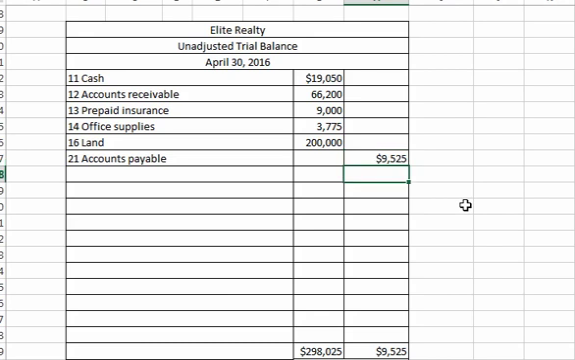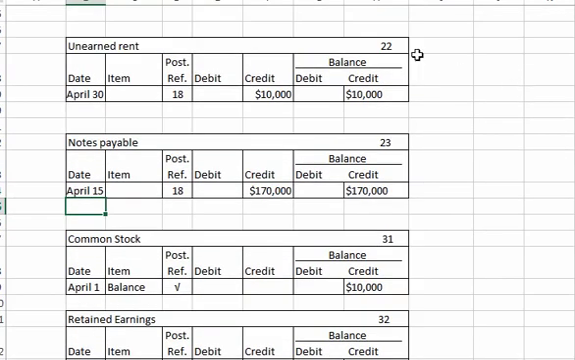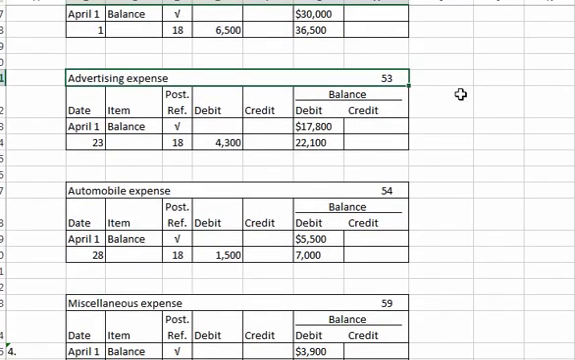And next we have unearned rent. It's account number 22. It's going to be a credit balance as well. Remember, we expect accounts to have a balance on the same side they increase on. All of our assets increase on the debit side. They all have a debit balance. We're to unearned rent now. Has a credit balance for $10,000.